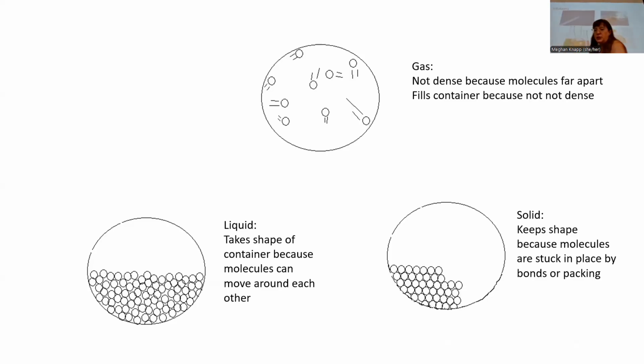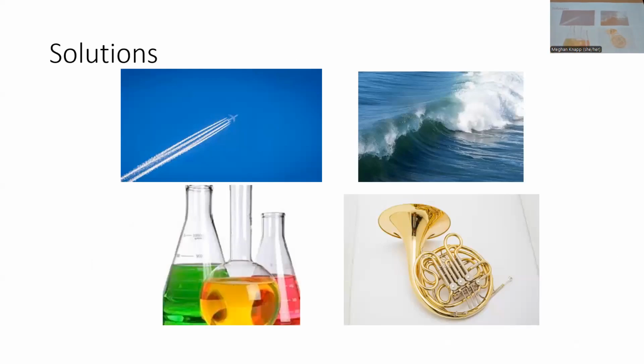So solutions, some characteristics is that if it's water-based or if it's made of gases, it's going to be clear. So we can see through these, we can see through water. The contrail here isn't what I'm showing. The air is clear, but how do you show air? So the air is clear, that's a solution. This would be heterogeneous because it's cloudy, but the air itself is a solution.